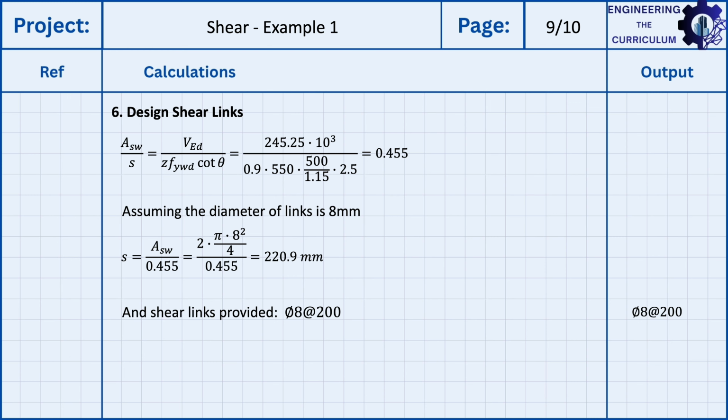Now, you might say that it would be okay to take 220. I feel this is a little bit too close, and so I'm going to provide these design shear links at every 200 millimeter spacing. We also need to check the maximum spacing restriction. So the maximum spacing restriction has to be 0.75D and also smaller or equal to 600 millimeters. So in this case, we meet the maximum spacing restriction.